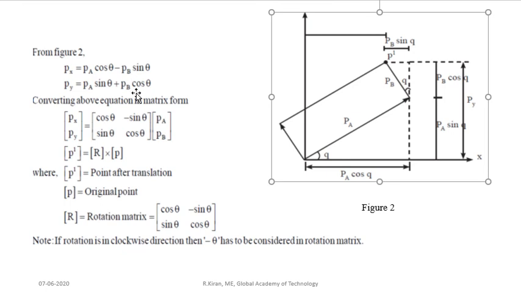So converting the above equation into matrix form will give us this particular matrix, where P dash is nothing but the point which was obtained after the rotation, and PA and PB are nothing but the original coordinates of the point P along x and y directions. Similarly, the rotation matrix R is given by cos theta, minus sin theta, and cos theta. Since here we have rotated the point P and axis OAB in the counterclockwise direction, always a negative sign has to be considered for the rotation in the counterclockwise direction.